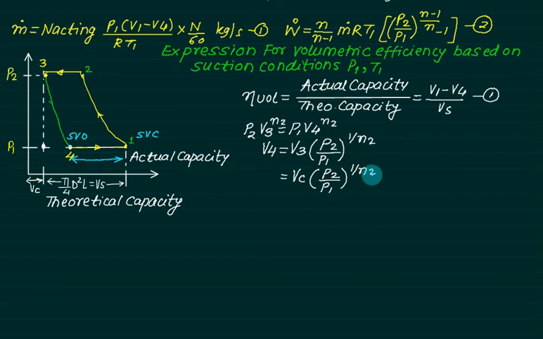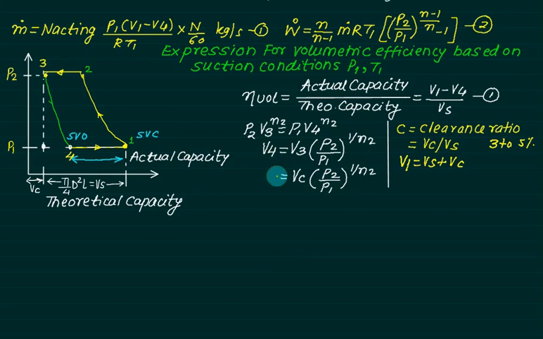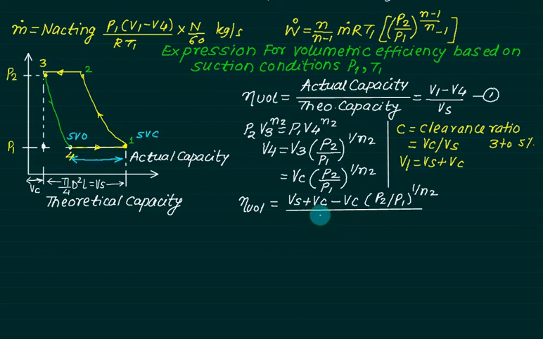In addition to this, we defined one ratio called the clearance ratio. Clearance ratio is equal to Vc upon Vs. This is usually 3 to 5%. And finally, we have the volume V1. This volume V1 consists of two volumes, Vc plus Vs. So we will replace V1 equals Vs plus Vc and V4 equals Vc (P2 by P1) to the power 1 by N2, and put them in equation number 1. So V1 is replaced by Vs plus Vc, V4 is replaced by Vc into (P2 by P1) to the power 1 by N2, and it is divided by Vs. So each term is divided by Vs.